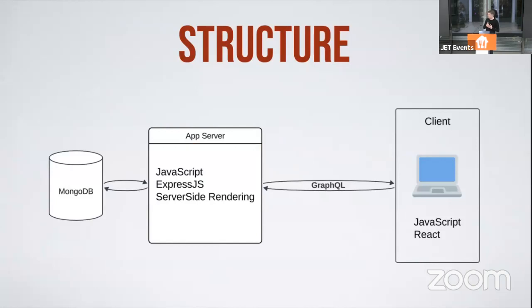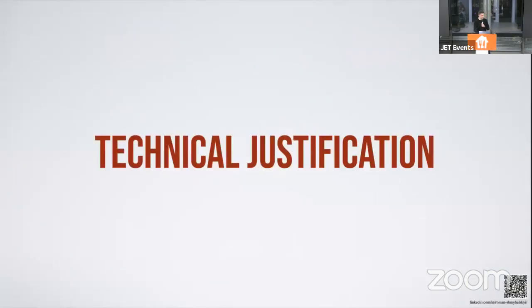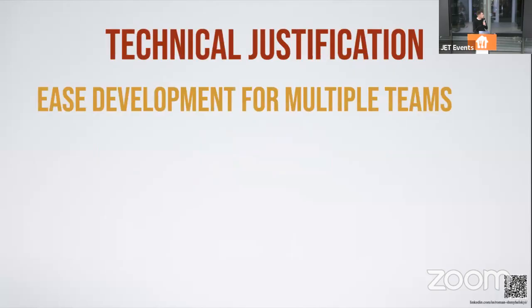And we realized that we have this one code base for 50 people, and it's very hard to work like this. So we had our justifications to move from this architecture. So let's just briefly focus on them. So as I mentioned, one of them was ease of development for multiple teams.